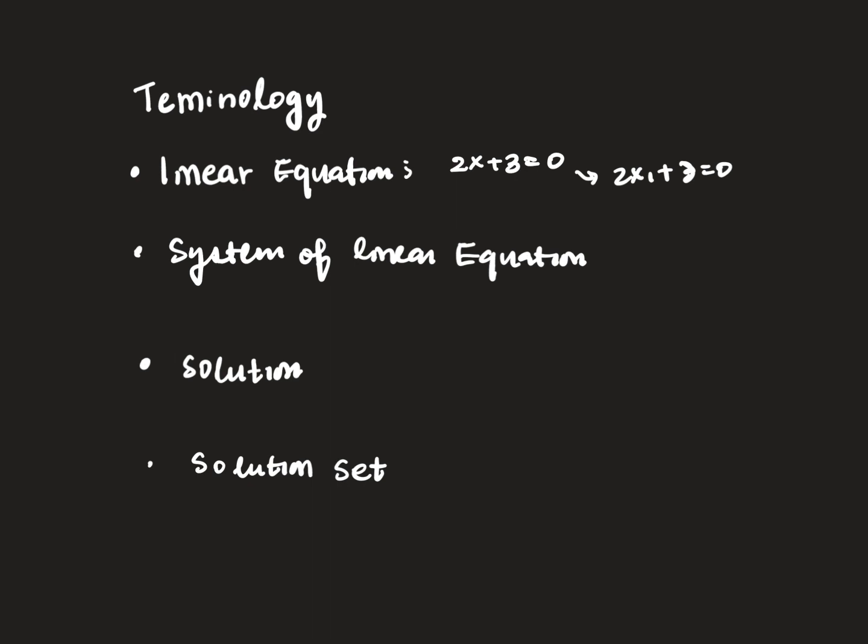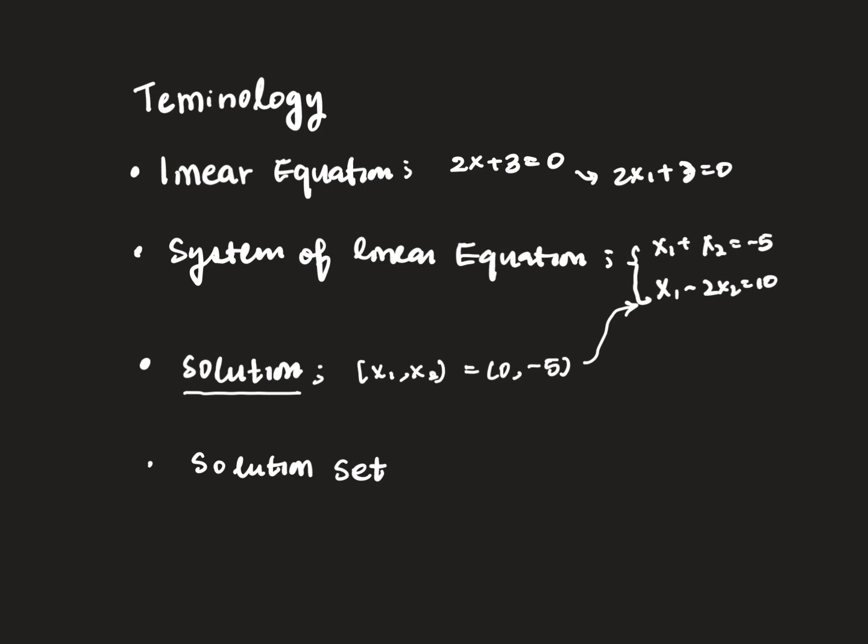What is a system of linear equations? It's what you already did: x1 plus x2 equals negative 5, x1 minus 2x2 equals 10. That's what we call a system of equations. What is a solution? The solution is x1, x2: you found 0 and negative 5 is a solution of this one. It's not always one solution. The solution set is where we collect all the solutions, okay? Those are the definitions of linear equation, system of equations, solution, and solution set, guys.